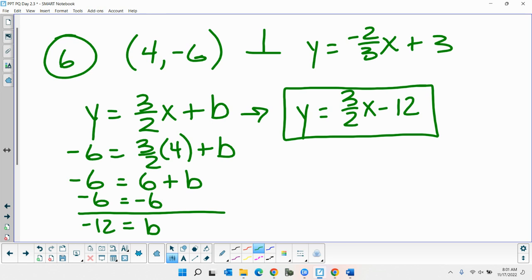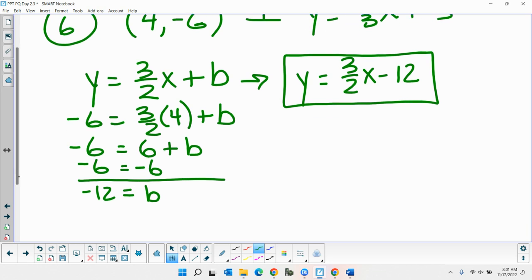Okay. Questions on 3, 4, 5, or 6? They're all pretty similar. Just a little bit different information given each time. But you still end up y equals mx plus b. All right. Number 7.